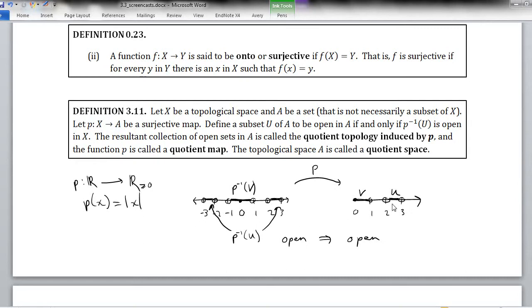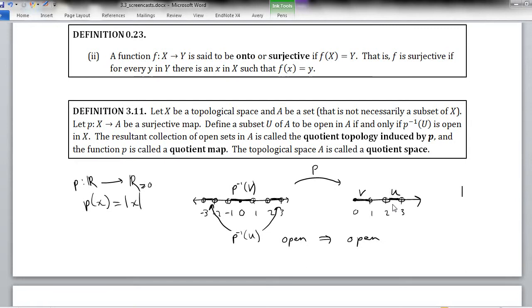And it's illustrated over here. Here's R greater than or equal to 0. This is certainly a surjective function. Let's look at a couple of subsets of our A here, of our R greater than or equal to 0, and see if they're open in the quotient topology.